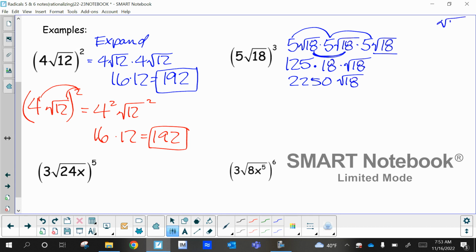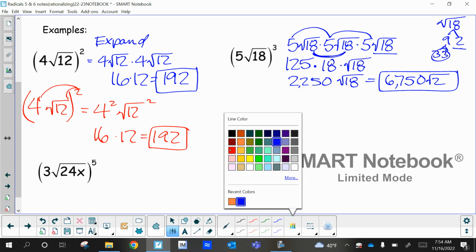Now you need to ask yourself, can you simplify the 18? Yes, you can. I'm going to come over here and do the little tree. 9 and 2, 3 and 3, underline. Okay. So this right here, the 3 is going to join the 2,250. So my final answer is going to be 6,750 radical 2. There's your answer.